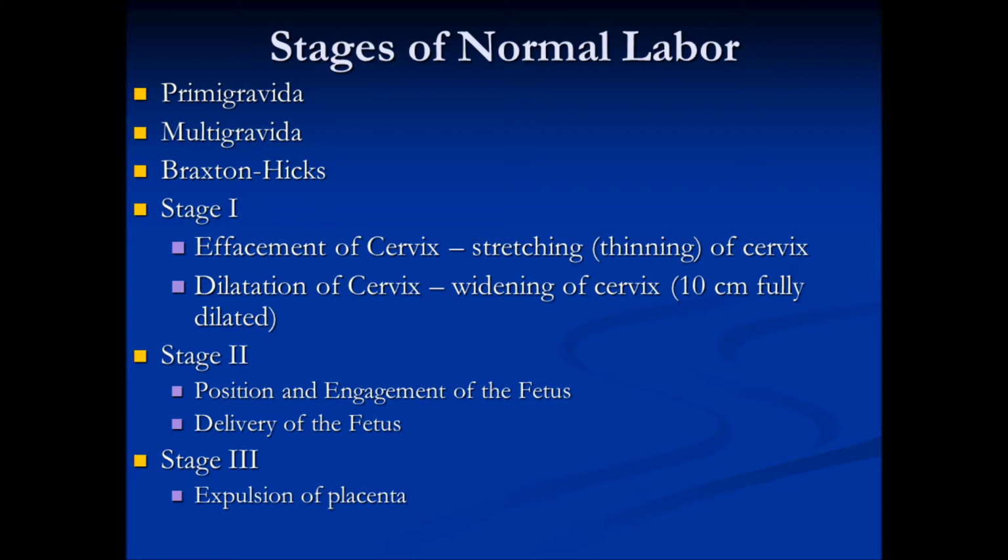With multigravida, it doesn't mean that mom has several children. It just means that she has been pregnant before. Whether that pregnancy ended with a viable delivery and a healthy child is another story. But just the fact that a woman has been pregnant previously puts her now at multigravida.